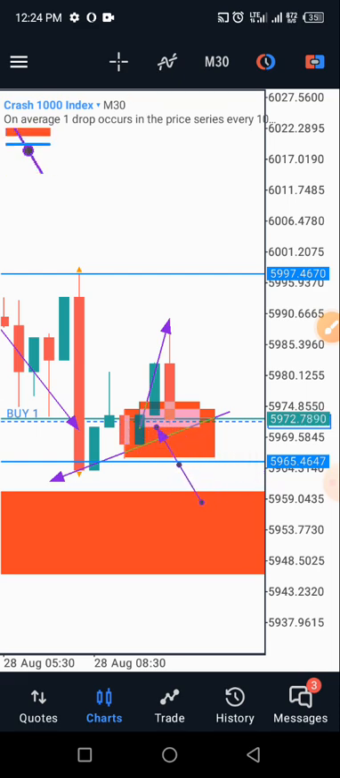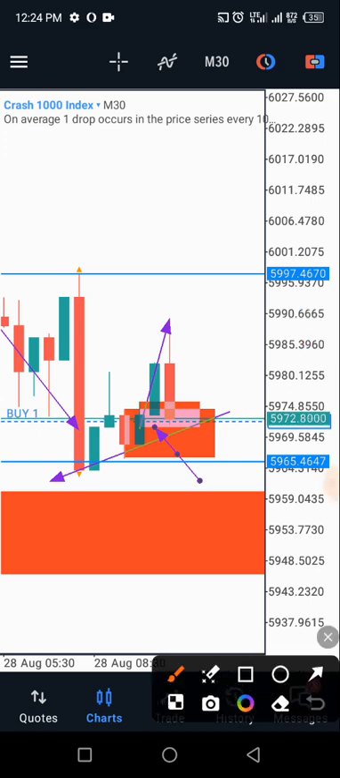Okay guys, so please make sure you test out this strategy first on whatever market you want to trade with this strategy.